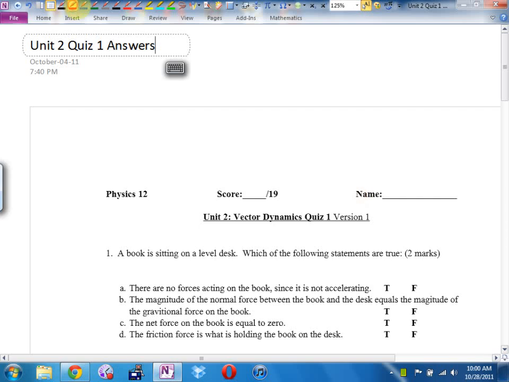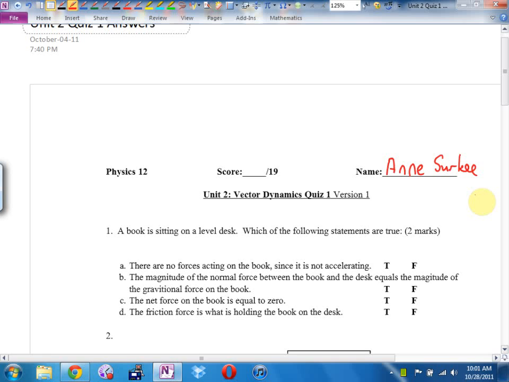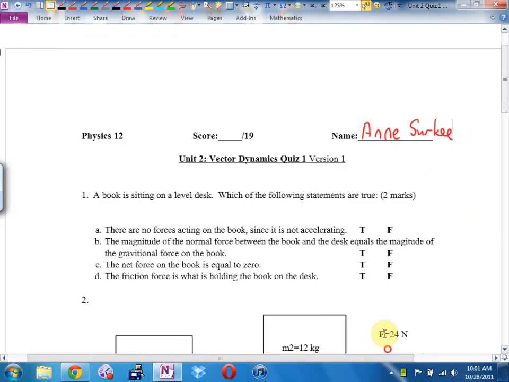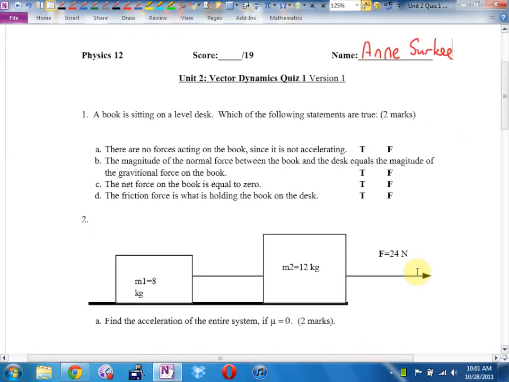Quiz, here we go. Mark your own. Question says the book is sitting on a level desk. Which of the following statements are true? There are no forces acting on the book because it's not accelerating. True or false? What forces are acting on it? Give me the obvious one.